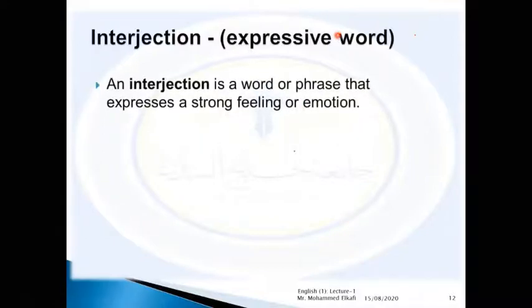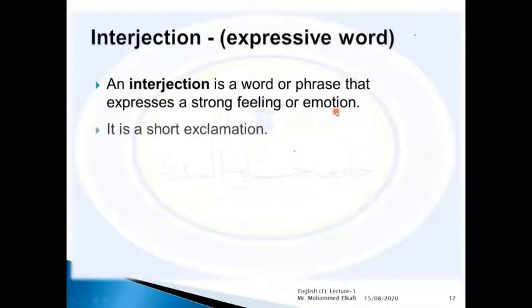The last type of part of speech is interjection. You can say it's expressive words. An interjection is a word or phrase that expresses a strong feeling or emotion. So an interjection is a word or phrase first, and it expresses a strong feeling or emotion.